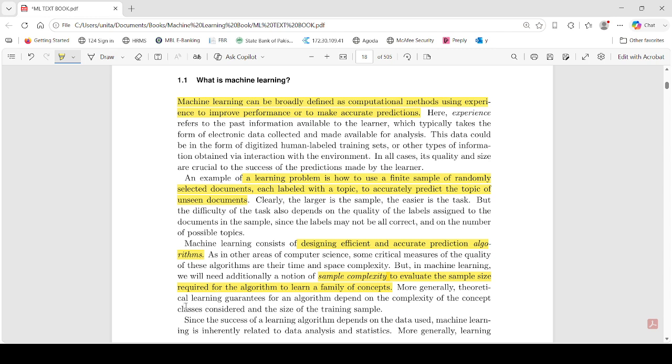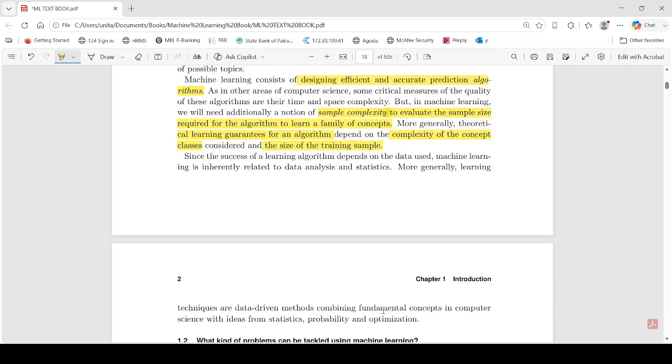More generally, theoretical learning guarantees for an algorithm depend on the complexity of the concept classes considered and the size of the learning sample. So we can say that the learning guarantees for an algorithm, such as whether it will learn a given concept class, depend on the complexity of the concept class under discussion and the size of the training sample.